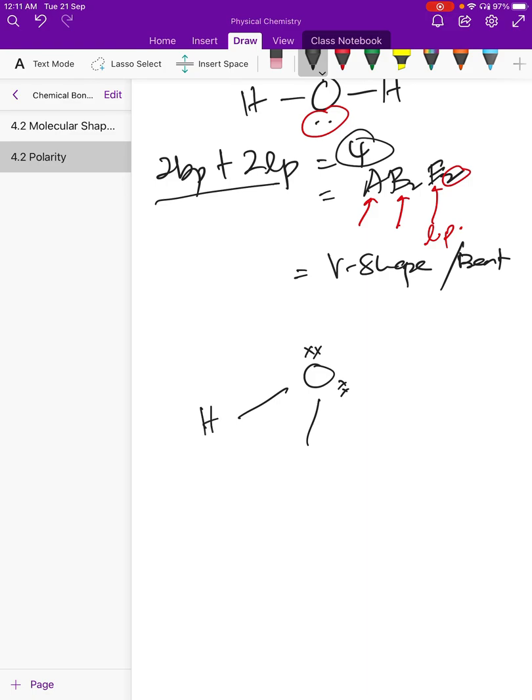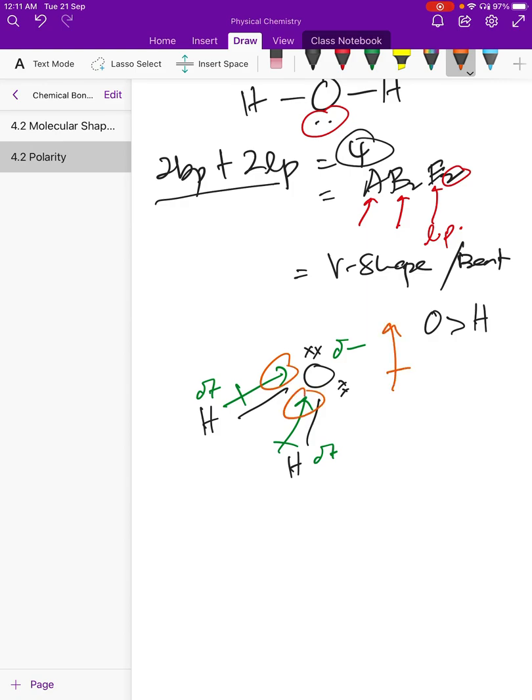This is hydrogen, hydrogen. Oxygen is more electronegative than hydrogen. Therefore, oxygen will become the negative pole, hydrogen will become the positive pole. And the bond dipole is from positive to negative. As you can all see, the bond dipole is moving upwards, only one direction. There is no direction in opposite. There is no bond dipole moving downwards.